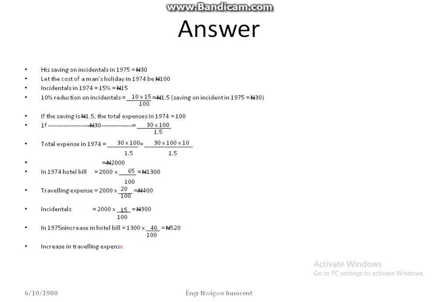Increase in traveling expenses is equal to 400 times 60 over 100, which gives us 240 naira. Decrease in incidentals is now equal to 30 naira. Increase in total expenses is now equal to 520 plus 240, which is equal to 760, minus decrease in incidentals, which is 30 naira, which will give us 730 naira.